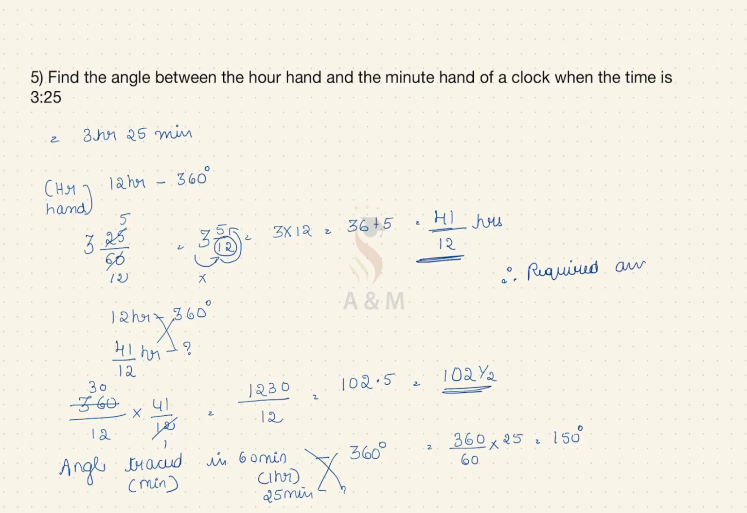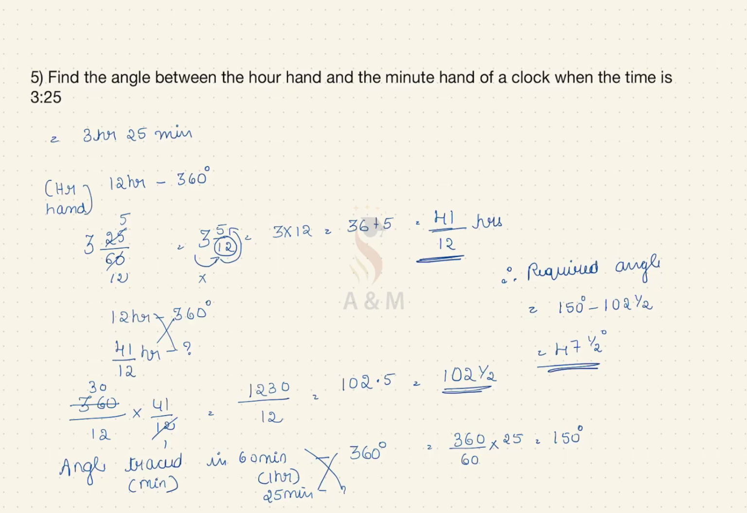At last, find the required angle. The required angle is equal to 150 degrees minus 102 and a half, that is equal to 47 and a half degrees.